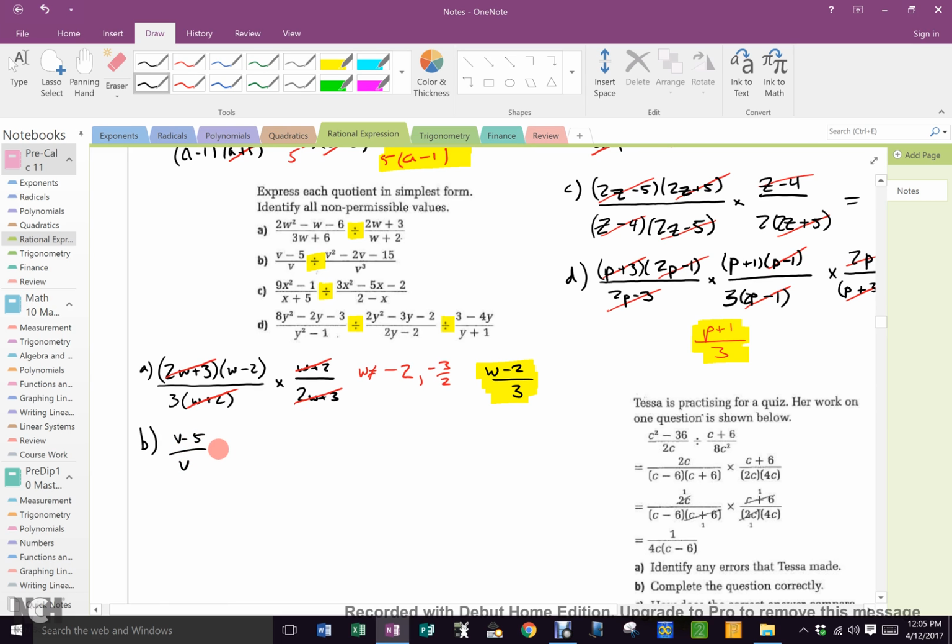V minus 5 over V doesn't change, times V cubed over V plus 5, V minus 3. Then I do my non-permissible values. V cannot equal 0, nor can it equal negative 5, nor can it equal 3. And then I do my canceling. No, wait a minute, I did that one wrong. That's V minus 5, V plus 3. Cancel, cancel, cancel, cancel one of them. So I'm left with V squared over V plus 3.